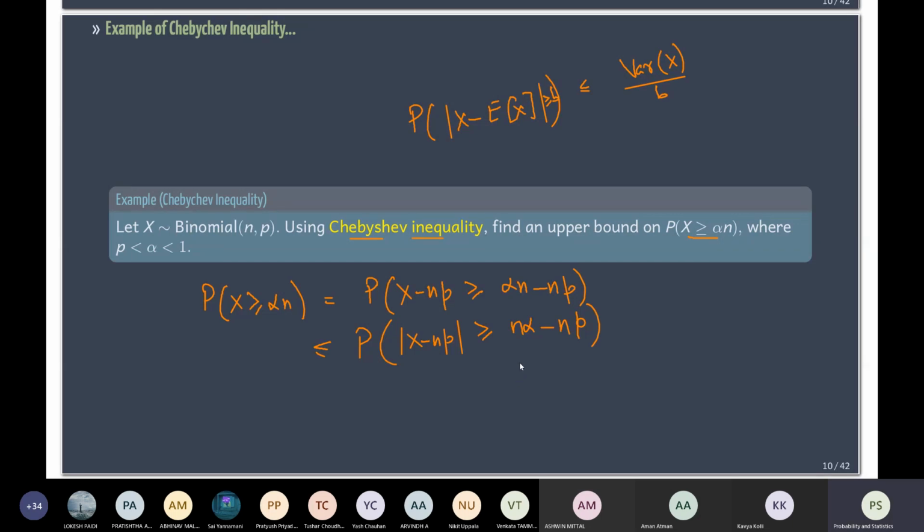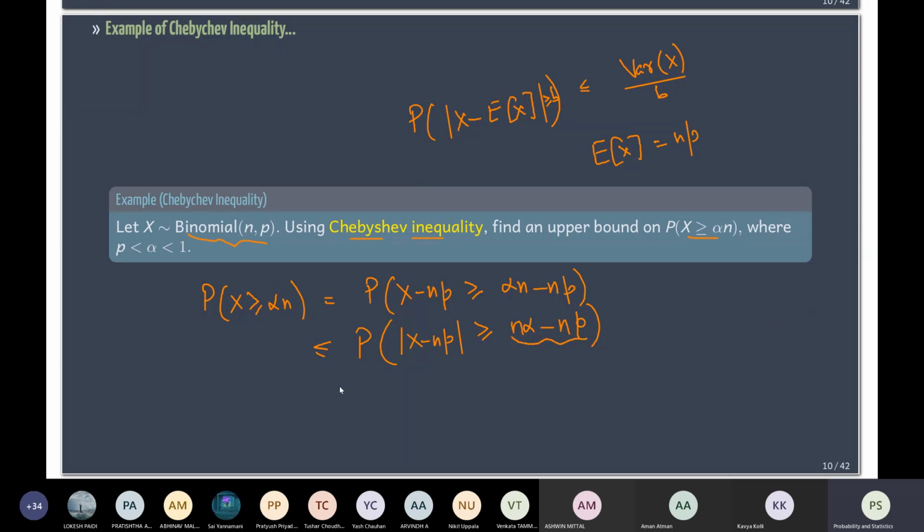Okay, and the reason why we did this is because Chebyshev can be used here now. So these are the tricks that we did. The reason why we subtracted np is that np is the expectation of the binomial, right? So expectation of X is np, and we wanted to put this in the Chebyshev form. So this is of the form X minus expectation of X. Okay, so this is perfectly in that form.